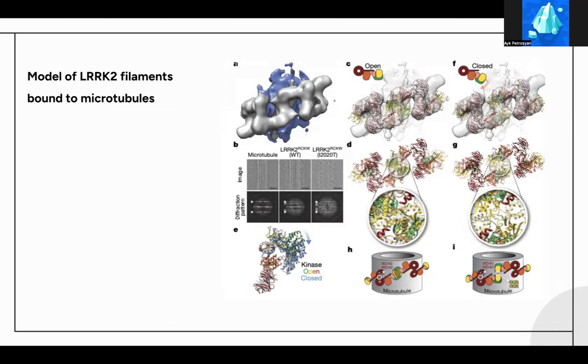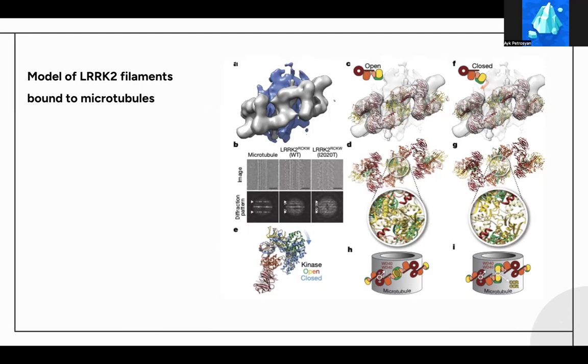A central question in Parkinson's disease research is how LRRK2 associates with microtubules. To investigate this, the paper built an atomic model of LRRK2 filaments using their high-resolution LRRK2 RCKW structure in a previously obtained 14 angstrom cryo-ET map of microtubule-associated LRRK2 filaments.